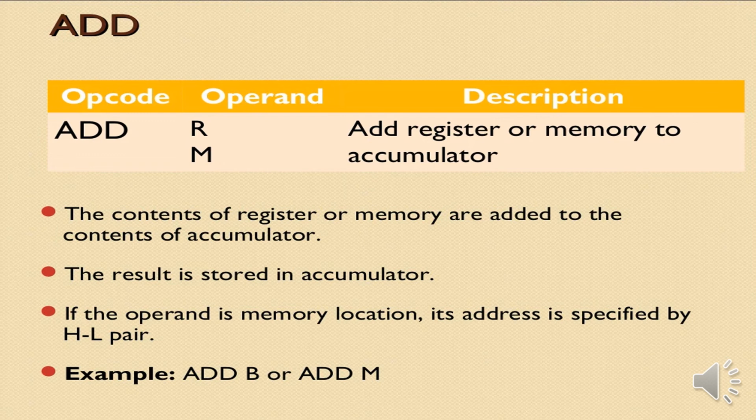The content of any register, B, C, D, E, or memory location is added to the accumulator content value, and the result is stored in the accumulator only. If the operand is a memory location, its address is specified by the HL register pair. The HL register pair points to the memory location, that data is added to your accumulator, and the result is stored in the accumulator only. Example: ADD B and ADD M.